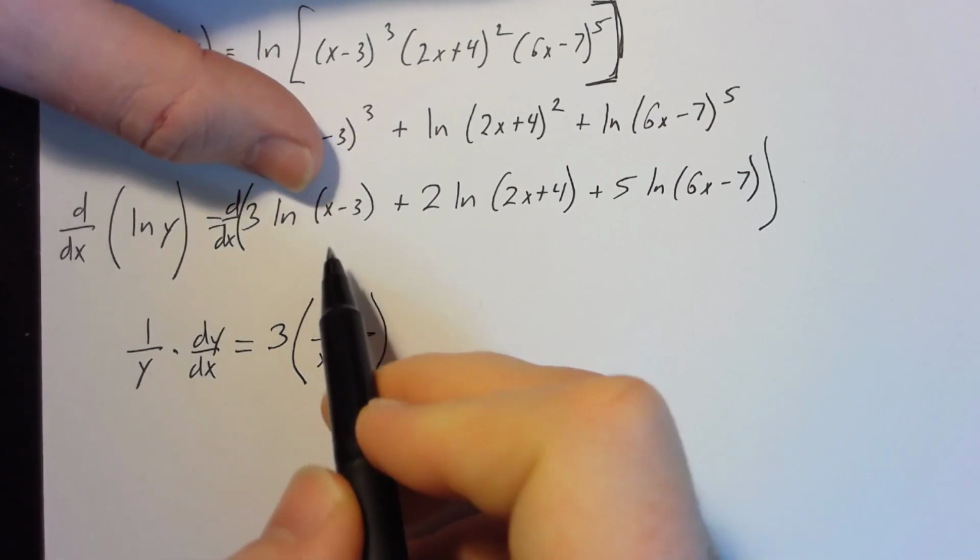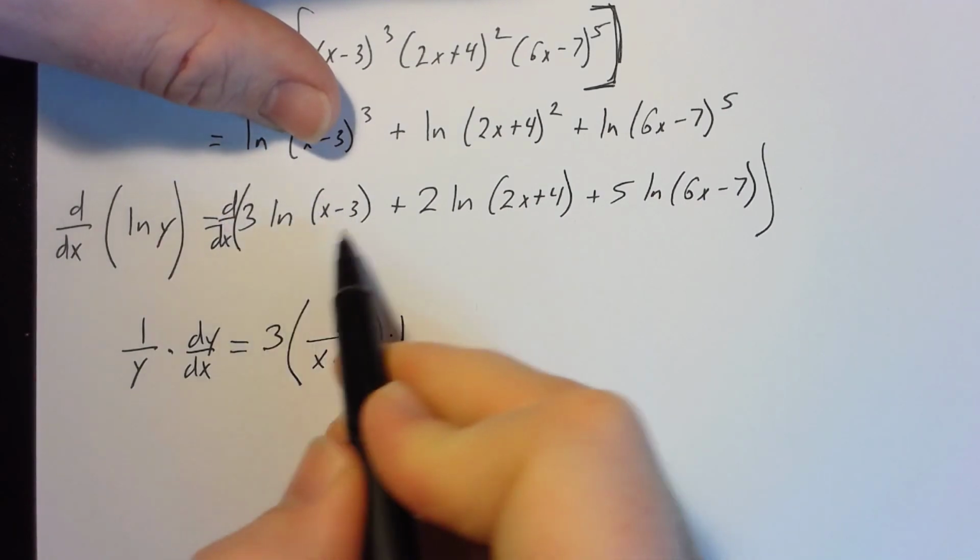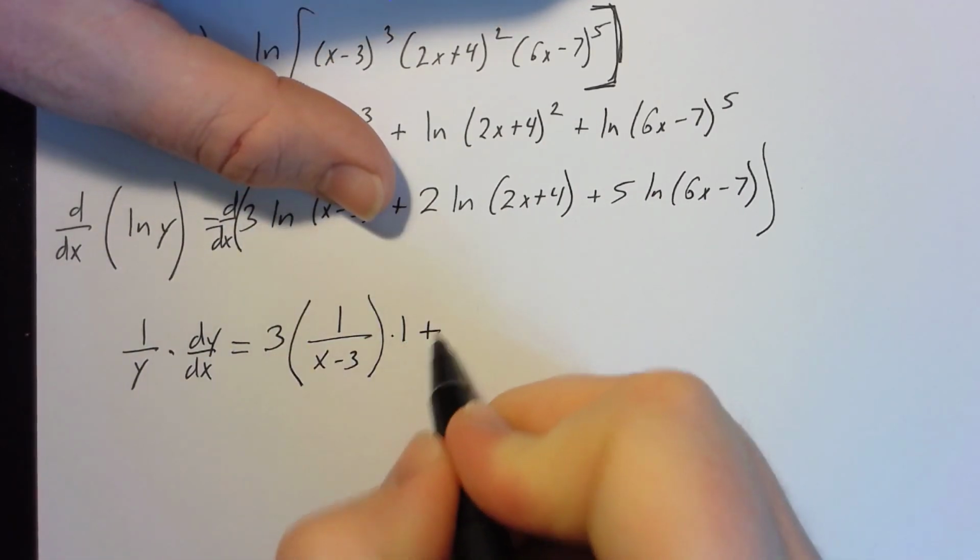The derivative of x minus 3 is 1. So I'm going to put that there just so that I know it's there, but that right there is the derivative of that term right there. Plus, I'm going to carry down that plus sign.